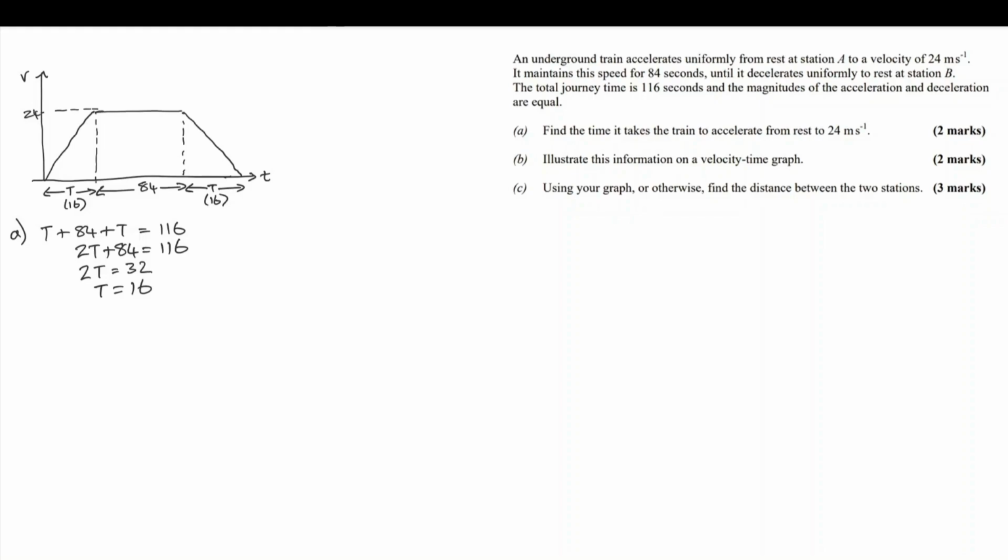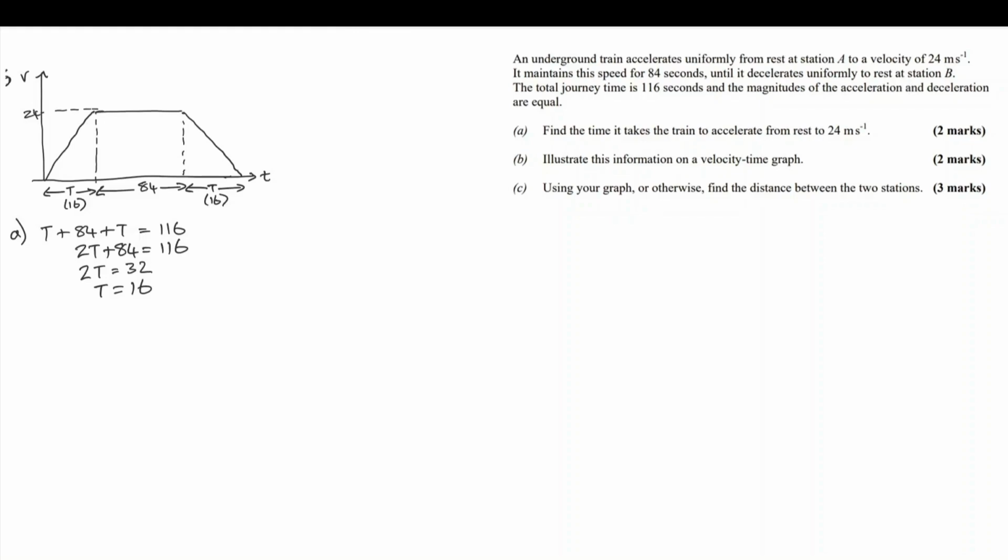Part B of the question asks us to illustrate this information on a velocity time graph. Well, I already did that. That helped to see what was going on in the question in the first place. So whether I was asked to or not, I knew it was a good idea to have a velocity time graph to show exactly what was happening here. So those 2 marks I've instantly got.